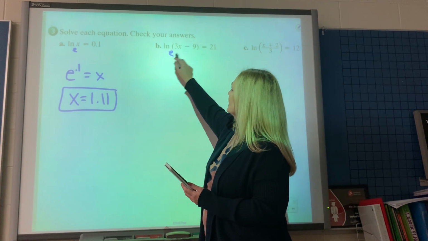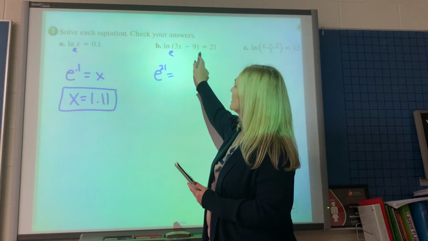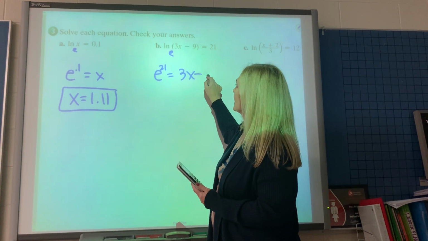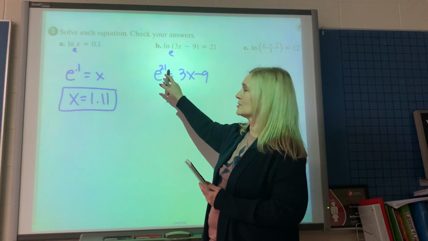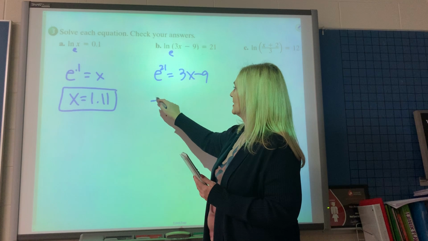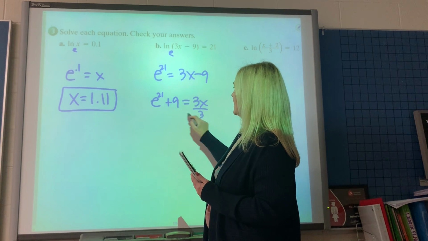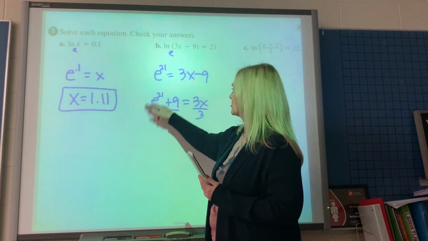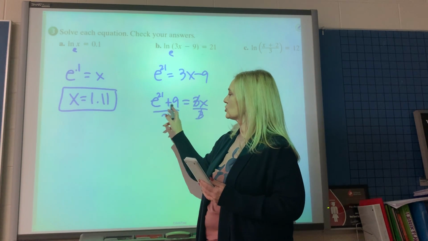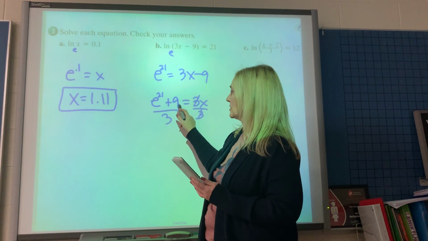Put your base of e to the 21st power. That is a huge number. e to the 21st power equals this stuff, 3x minus 9. I would not put this on your calculator yet because it is going to be very, very large. So I'm just going to go ahead and add 9. e to the 21st plus 9 equals 3x, and then divide by 3. You can do this whole thing on your calculator at once. Just make sure that you either put parentheses or do this part, hit enter, and then divide by 3.